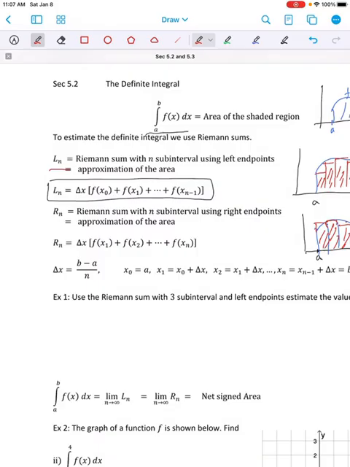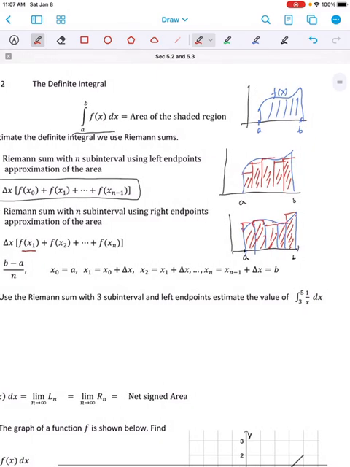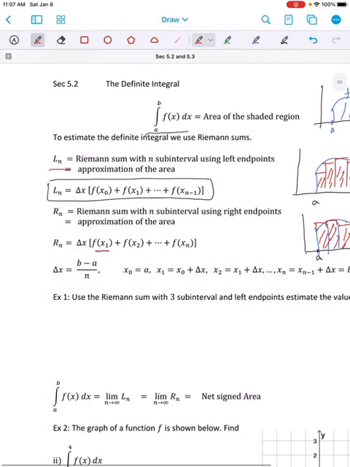In these formulas, notice here in R_n, the Riemann sum with n subintervals using the right endpoints, we have delta x, and we start with f of x1 and go up to f of xn. So we start with the second point on the subinterval, and we go to the last tick mark. So how do we calculate those? First thing, delta x is the width of each subinterval, and it is calculated by this formula, b minus a over n.